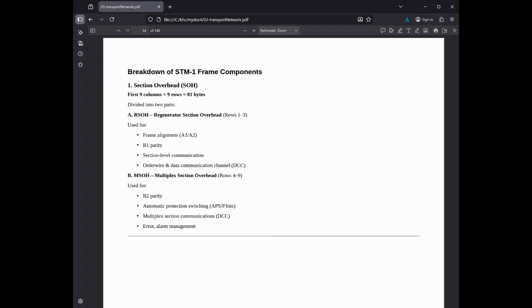Function: this overhead is handled by regenerators, devices that just boost the signal. Key bytes: includes the A1 and A2 bytes, framing patterns used to find the start of the frame, and the J0 byte, section trace to ensure the fiber is connected to the right neighbor.